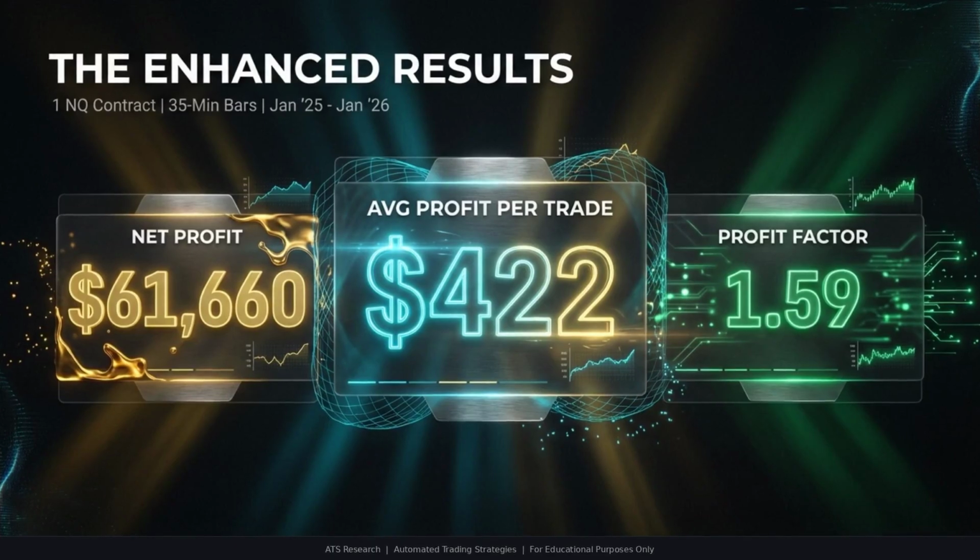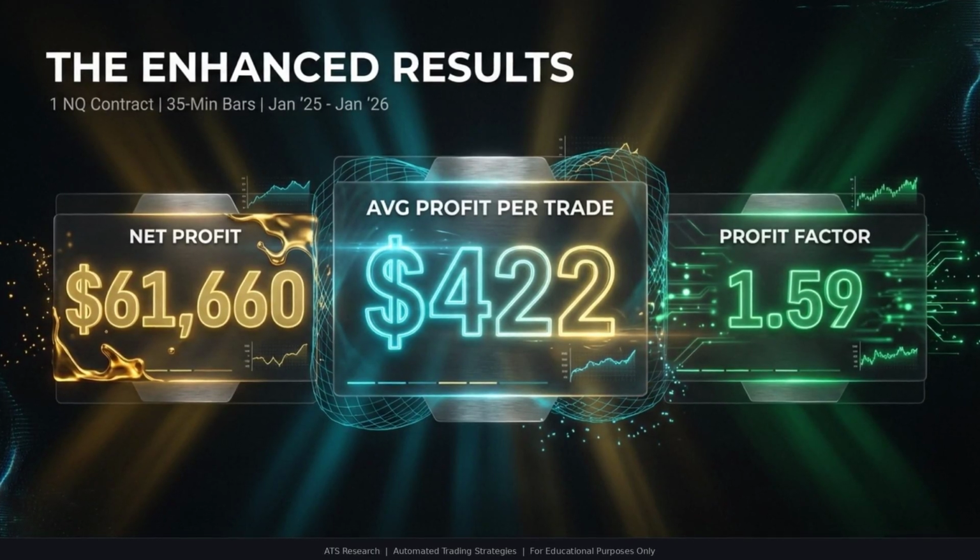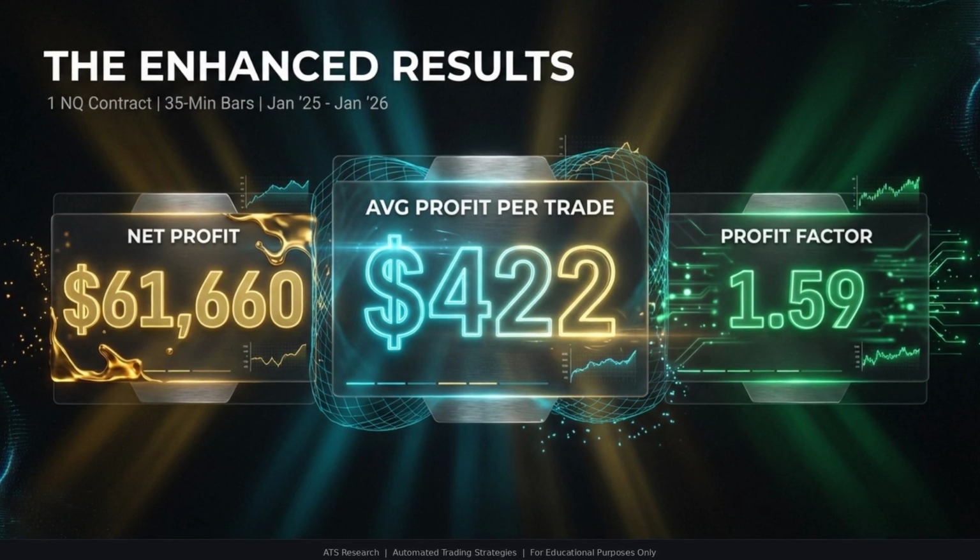Yeah. Okay, let's look at the scoreboard. We ran this on 35-minute bars, 1 year, single NQ contract. What did this enhanced treatment actually do to the bottom line? The difference is night and day. We hit a net profit of $61,660 with a profit factor of 1.59. But the number that really matters, the capital efficiency metric, is the average profit per trade, $422.